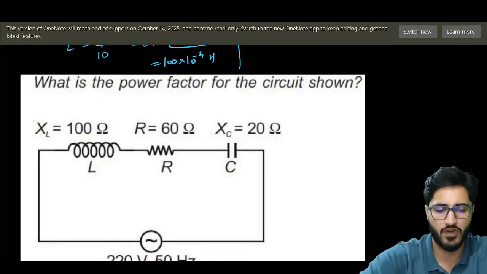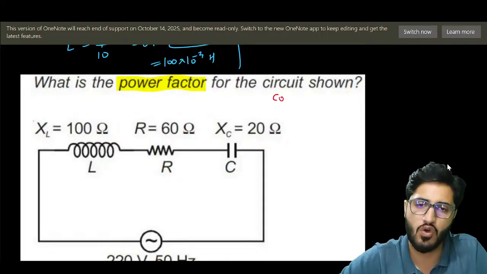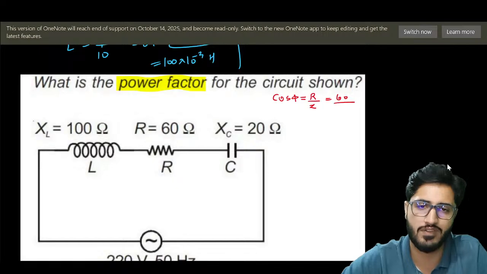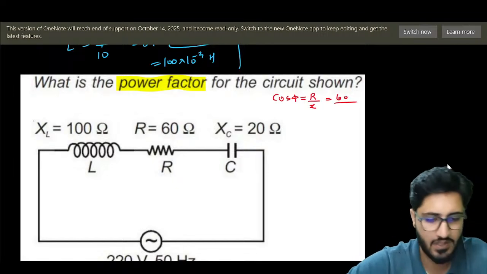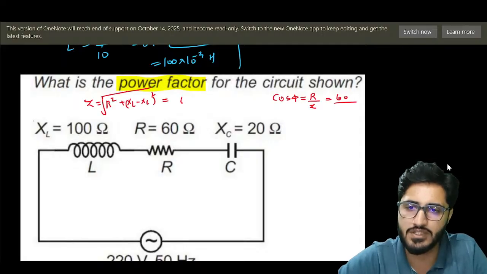Okay, so from this figure, what we have to get out is my power factor. What is power factor? It is cos phi. Cos phi will be R by Z. R is given to us now, R is 60. What is Z? Z equals root of R square plus XL minus XC whole square. So R is 60, square plus XL, it is 100 minus 20, it is 80, 80 square root.